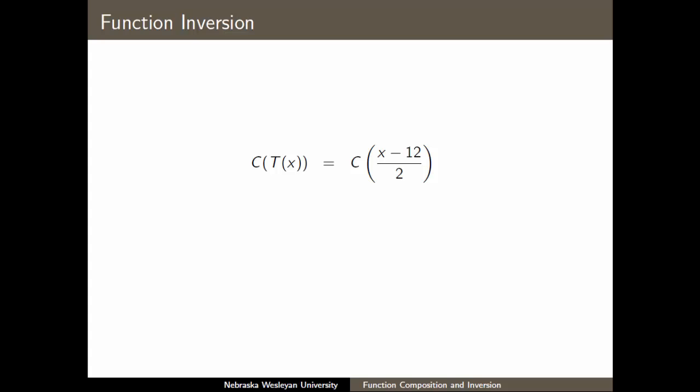If instead we plug the toppings function into the cost function, we write out the definition of the toppings function and say that the number of toppings on a pizza that costs x dollars is x minus 12 over 2, and then we ask the cost of a pizza with that many toppings. So in the definition of the cost function, our value for x is now x minus 12 over 2. The 2 divided by 2 will cancel out, and then the 12 minus 12 will cancel out and leave us with x as we expected.